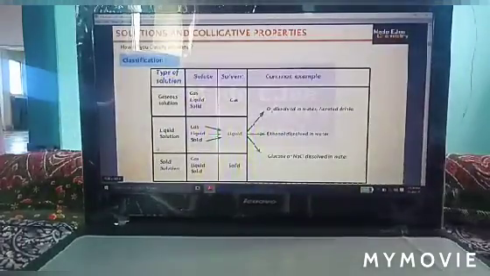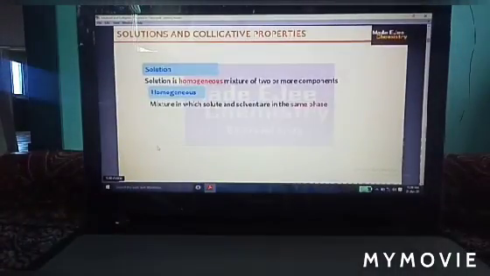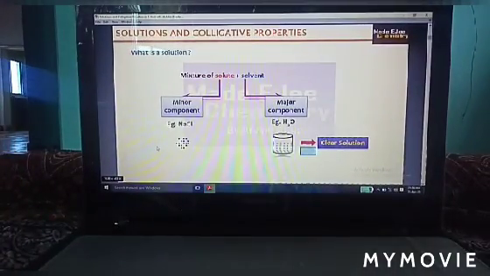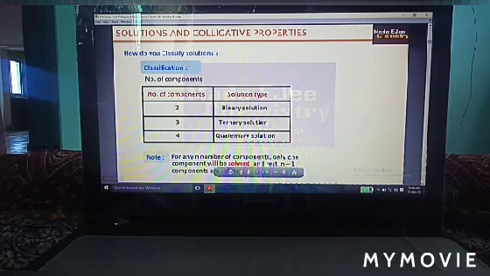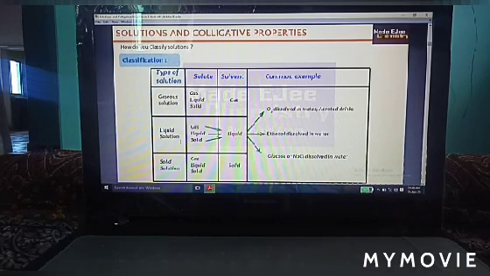So today we have discussed three topics. Basically, we have discussed what a solution is, what a solute is, and what a solvent is. Then we classified solutions into binary, tertiary and quaternary solutions. And third, we discussed the classification of solutions into gaseous solutions, liquid solutions and solid solutions. In the next class we will go ahead and discuss the rest of the topics.